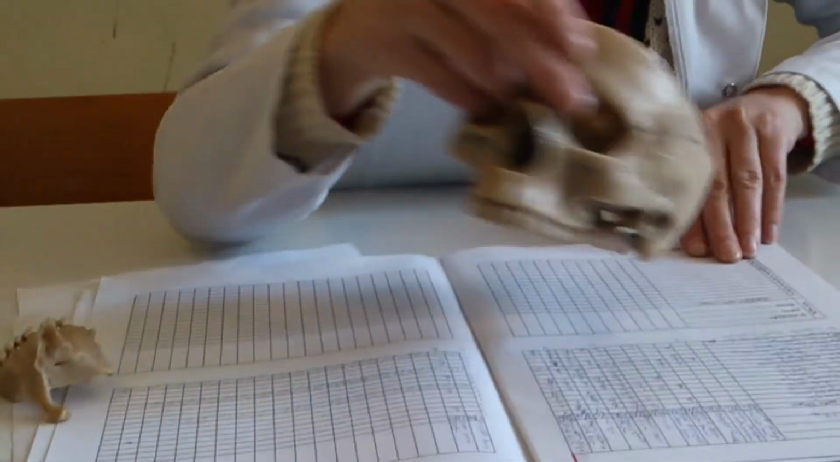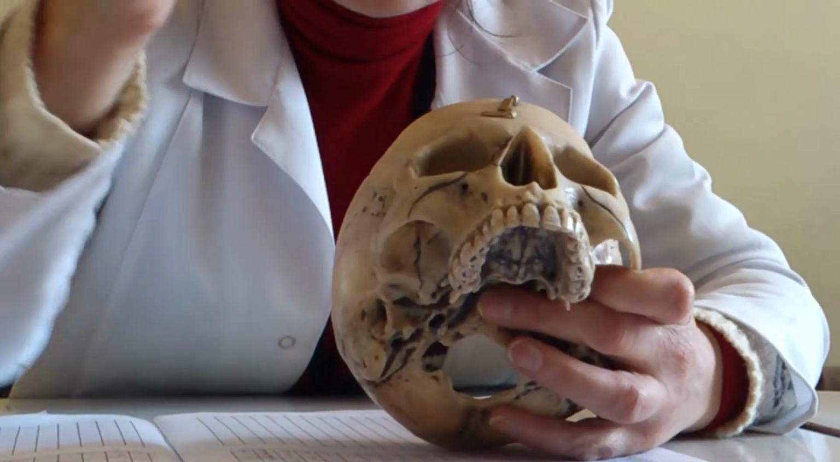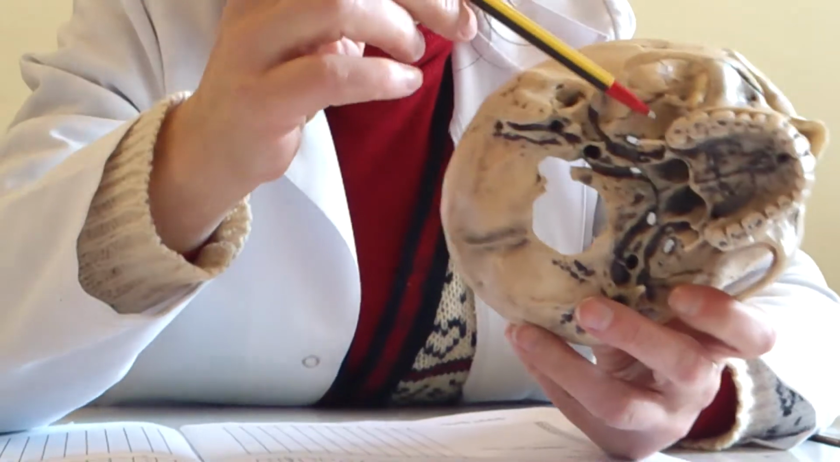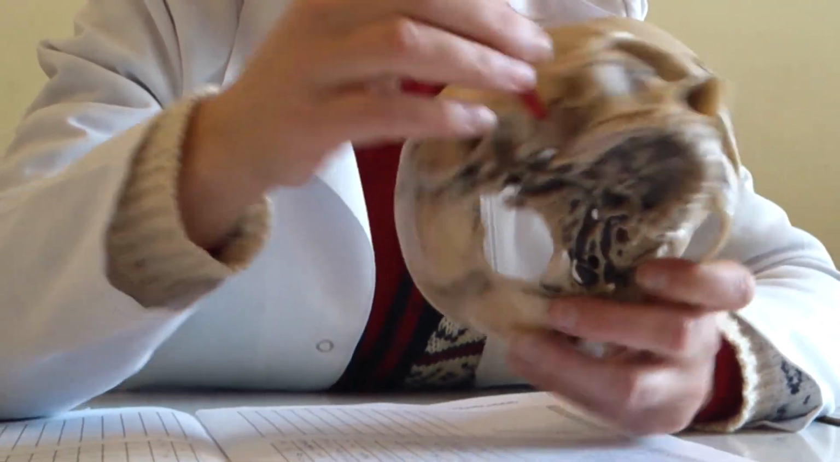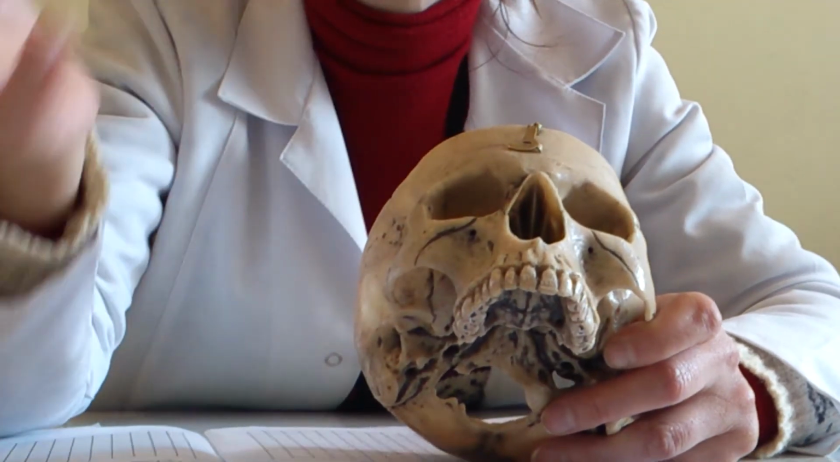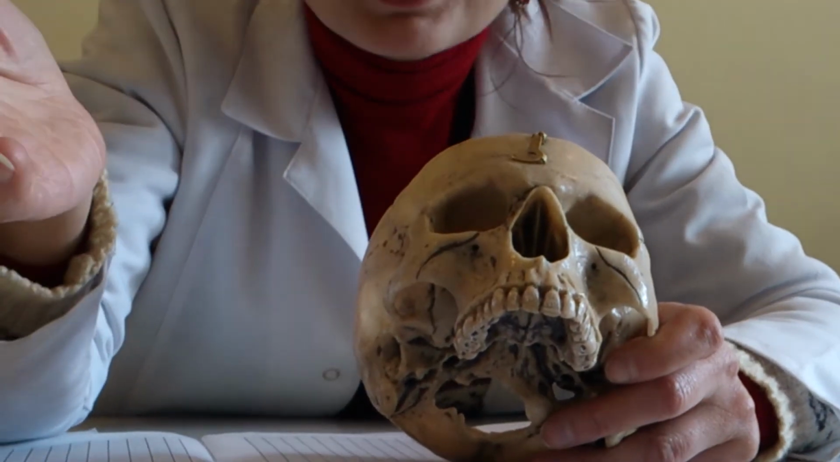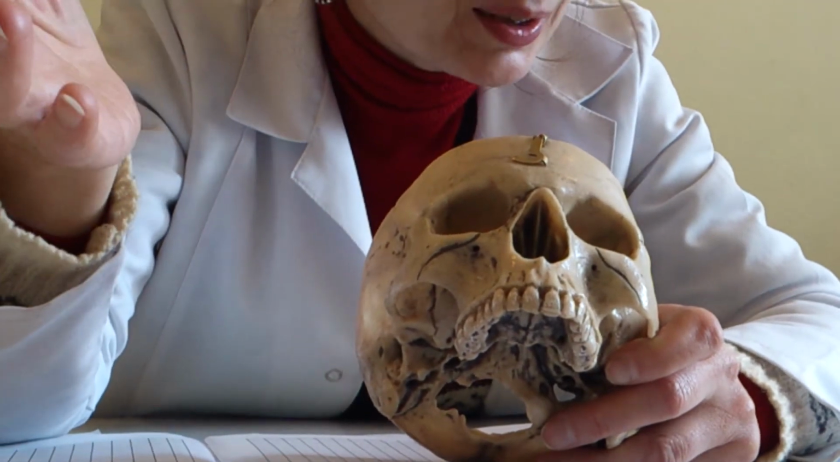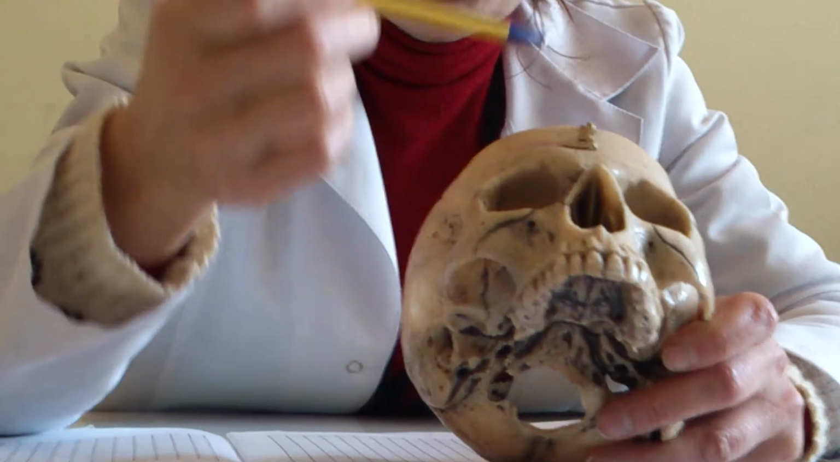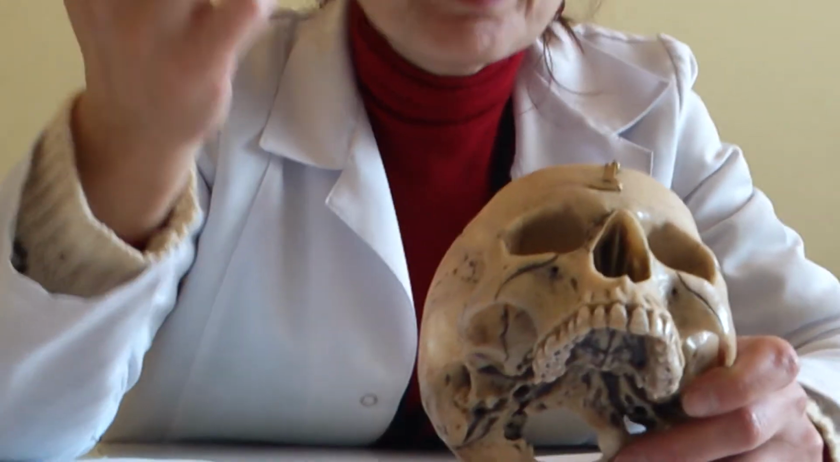Now listen, except maxilla and mandible, for the next lesson you will study the orbit, nasal cavity, and pterygopalatine fossa. Generally, you know what the orbit is, where it is located, and why we have an orbit. For what? For the eye. Eyeball is located in the orbit.